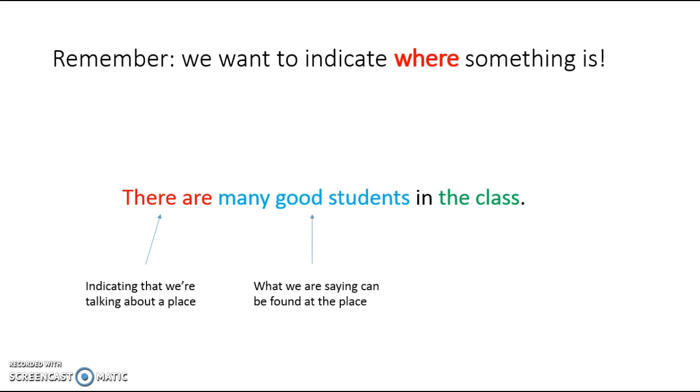We have modified this noun a little bit with some adjectives like many and good and turned it into the compound noun many good students. And this is what we are saying can be found at the place. And then finally, we have the place we are talking about. This is super important, that we have all of these three pieces: a place where something is, as well as a marker to indicate that we are talking about a place.